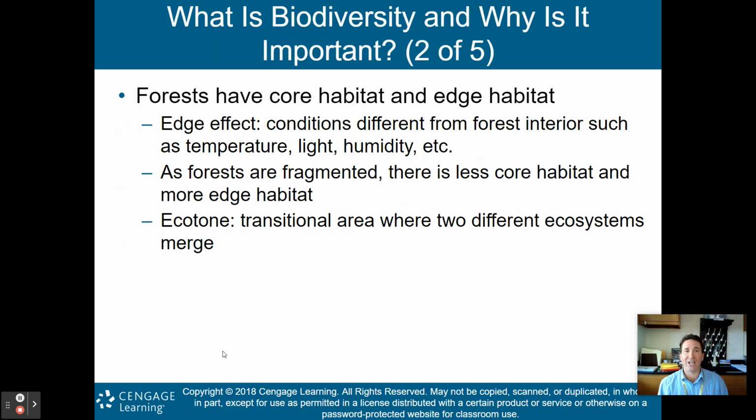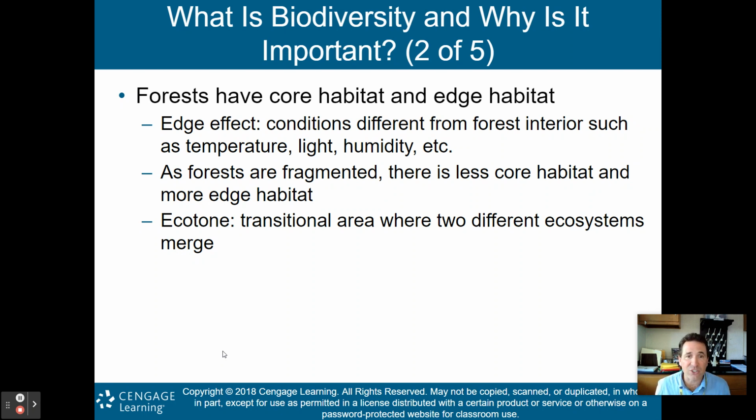So forests, for instance, have a lot of biodiversity. Why? Because they have a core habitat and an edge habitat, right? In the core, in the middle of the forest, you're going to have different creatures and different plants living than you would have along the edges of the forest, right? So the edge effect: conditions different from the forest interior, such as temperature, light, humidity, etc.